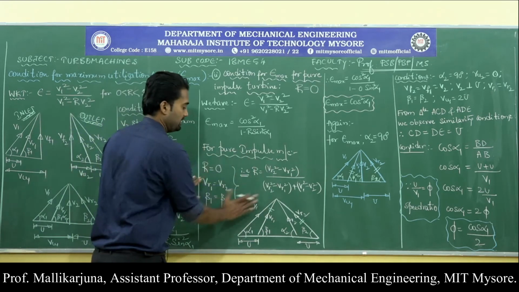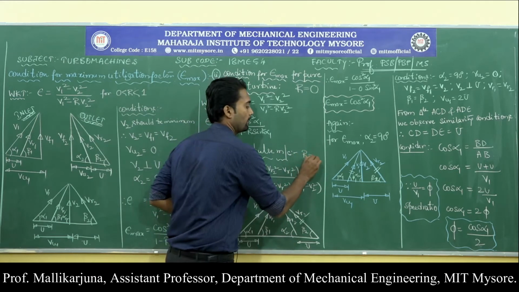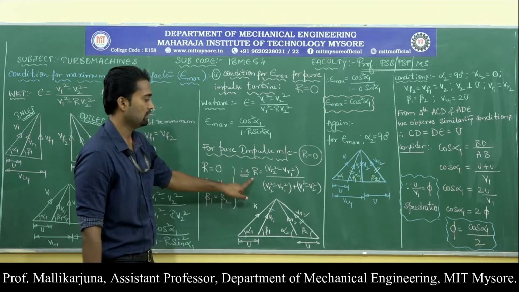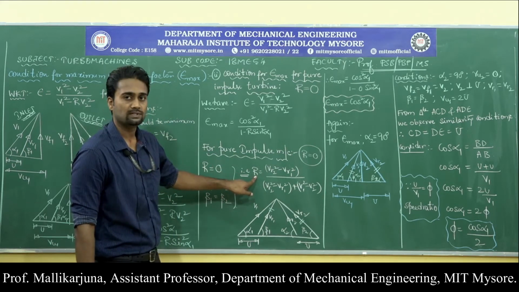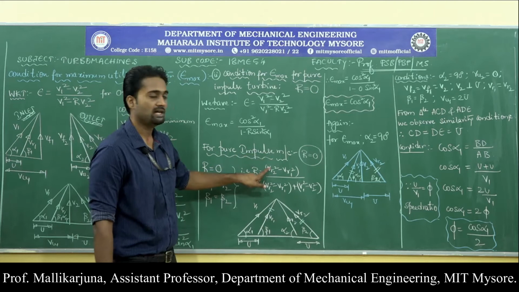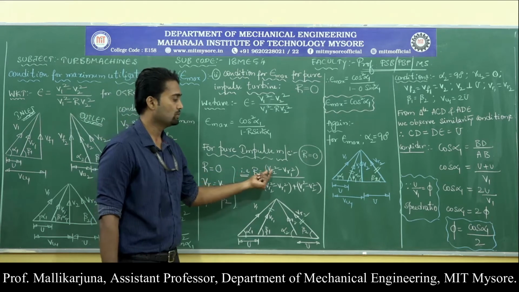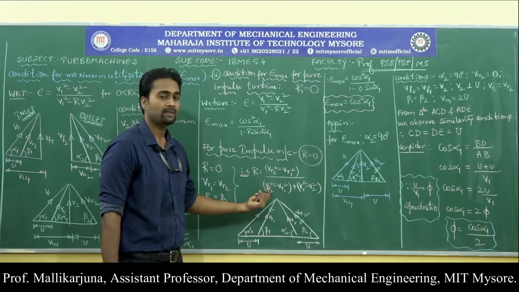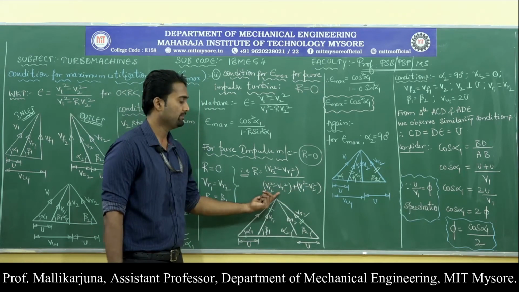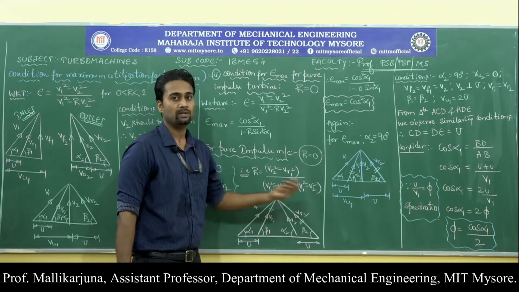So, here I have written the conditions. For a pure impulse machine, we know R is equal to 0. How to achieve R equal to 0? Let us look at the R equation. R, the degree of reaction, by definition is the ratio of static head divided by total head. Static head is Vr2 square minus Vr1 square, and the total head is static head plus dynamic head. Static head is Vr2 square minus Vr1 square plus dynamic head is V1 square minus V2 square.